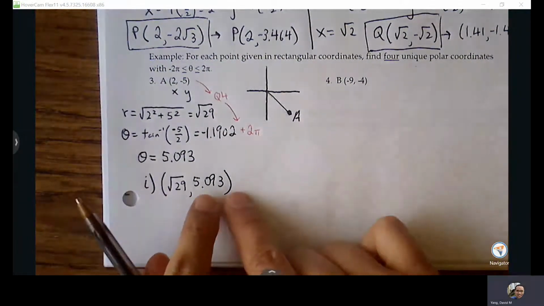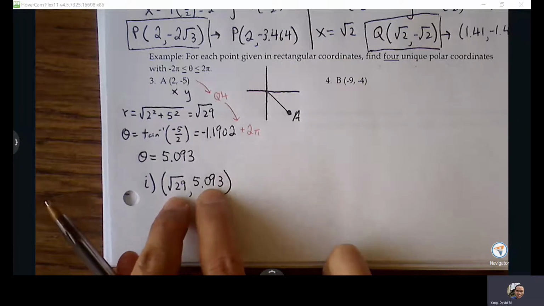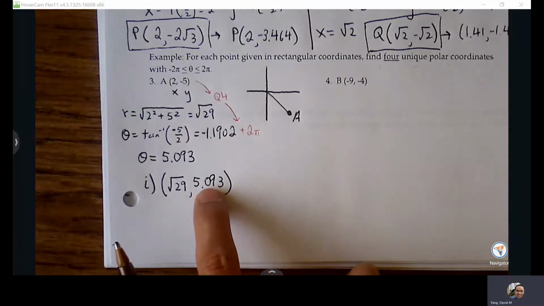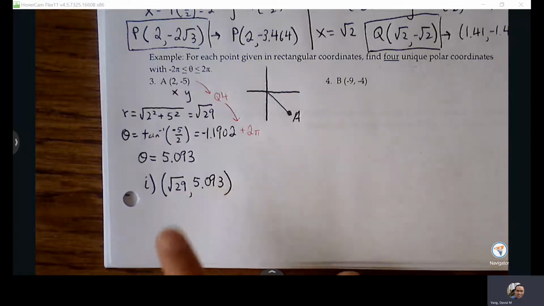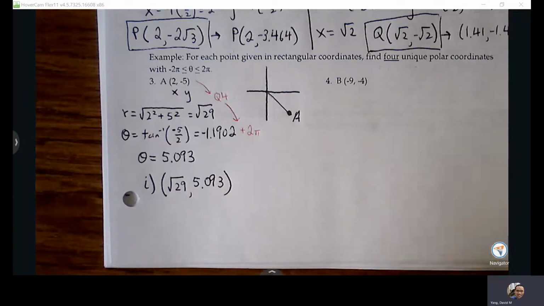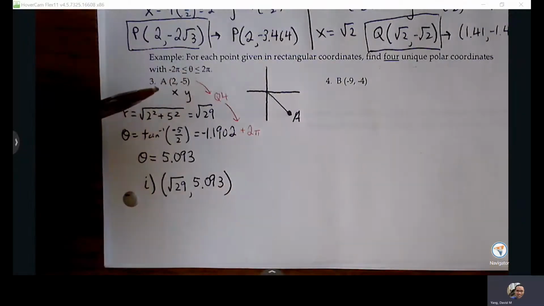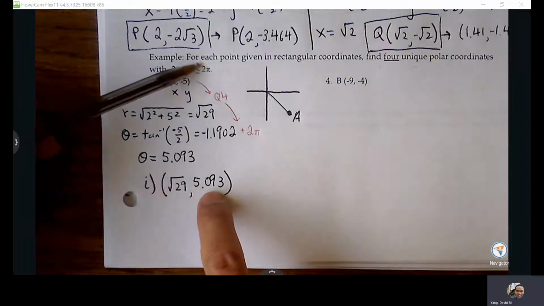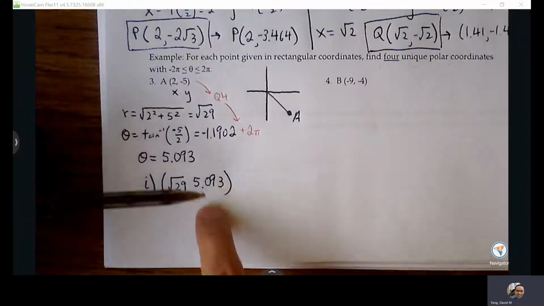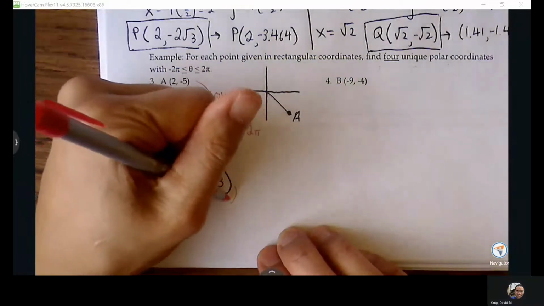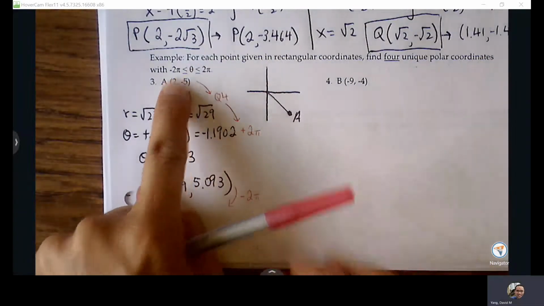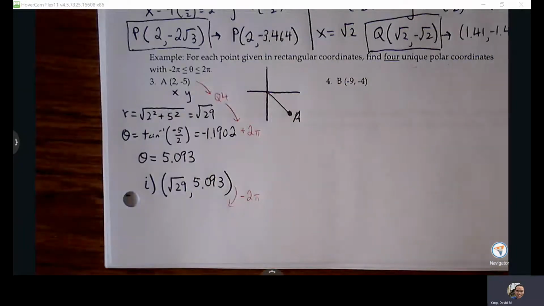Now, we can create other versions of the ordered pair by doing what with 5.093? What's a way to get a coterminal angle? Good. Add or subtract 2 pi, right? I know we're used to 360 because it just feels more natural, but with radians, we just have to think abstractly here. I got to add or subtract 2 pi. I can't really add 2 pi. If I add 2 pi, I'm already going to be outside this interval, so I'm going to subtract 2 pi.